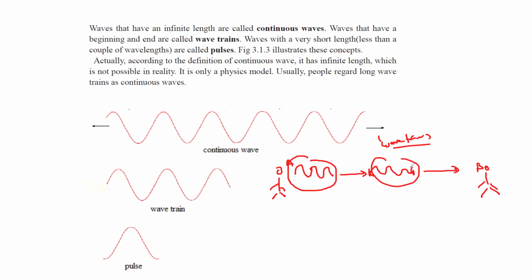So when we have a finite number of waves, we call that a wave train. But when we have an infinite number of waves and we cannot identify the start or the end, we call that a continuous wave. And what about the pulse?